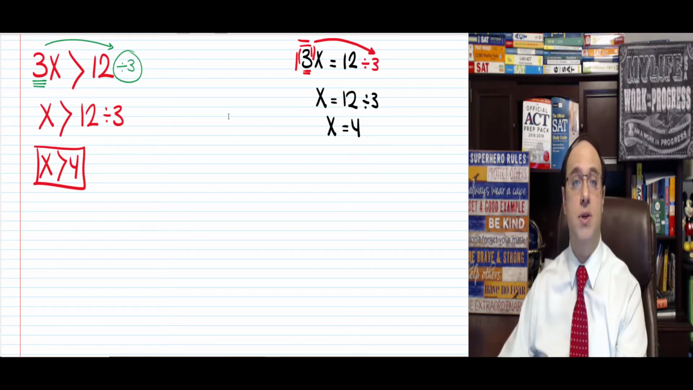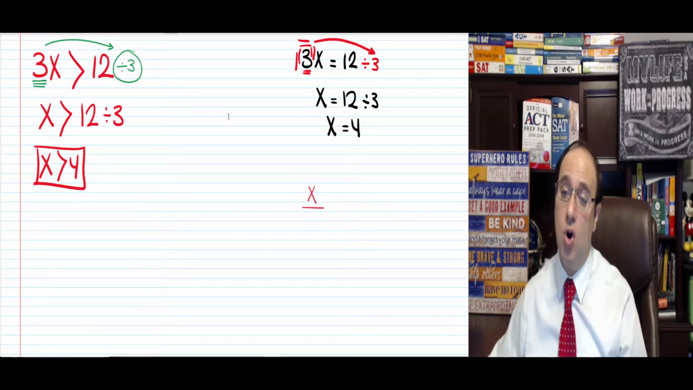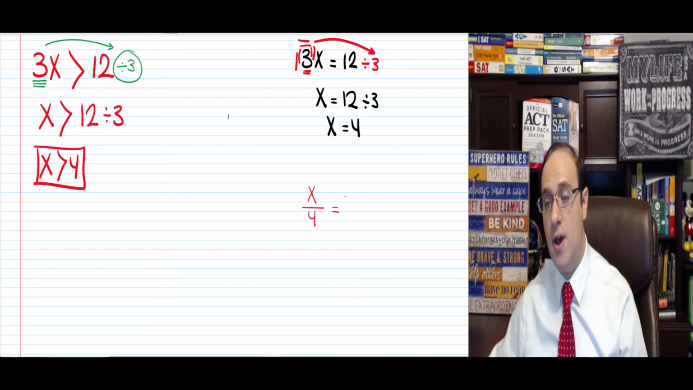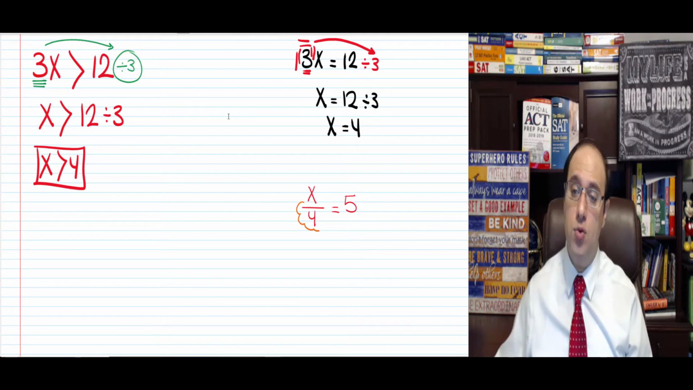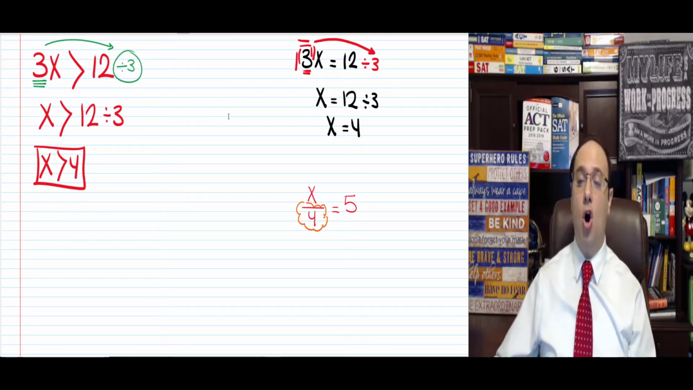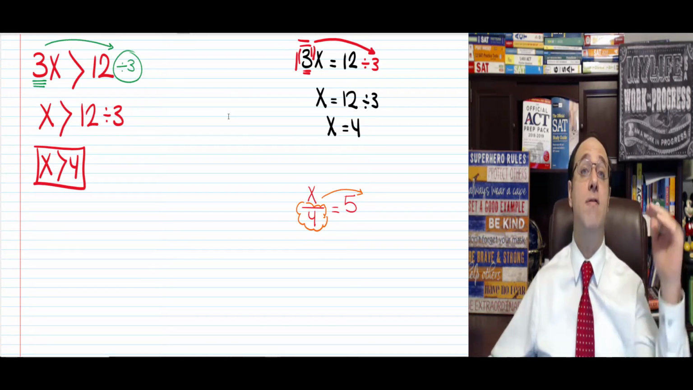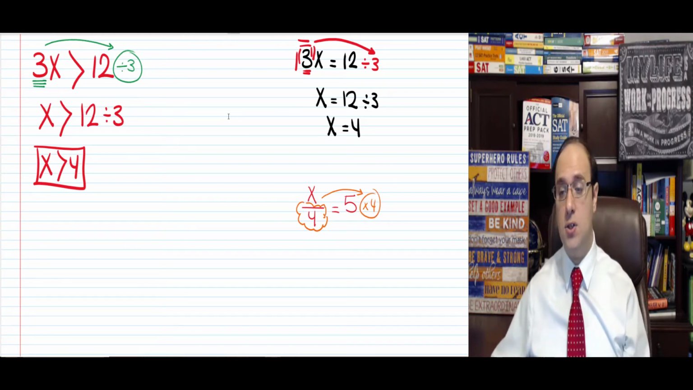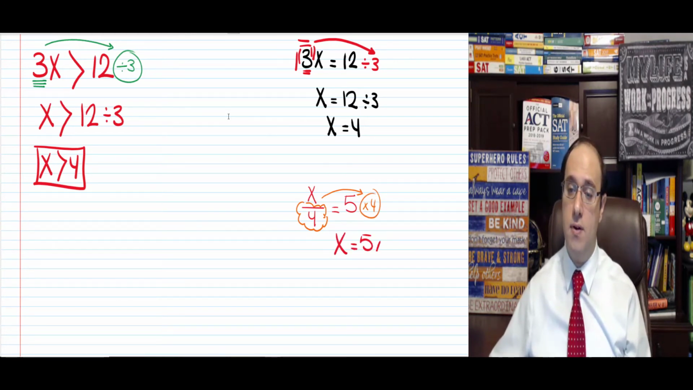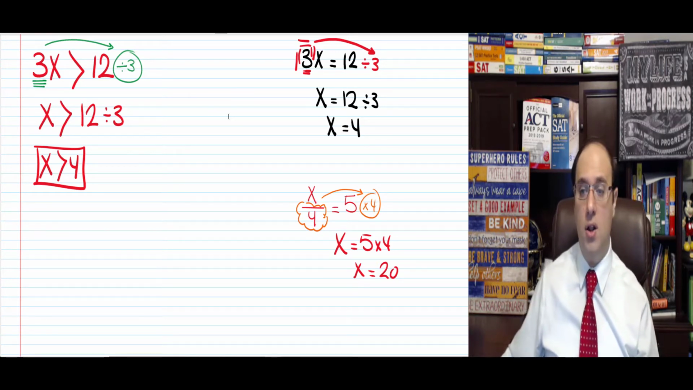Let's do one more now involving division. Do it on the right first with me, please. What if I had something like this? x over 4 equals 5. Remember, we want the x by itself, so we have to move the over 4. Over 4 means divided by 4. So it goes to the other side. The opposite of divided by 4 is times 4. So I have x equals 5 times 4. x equals 20.